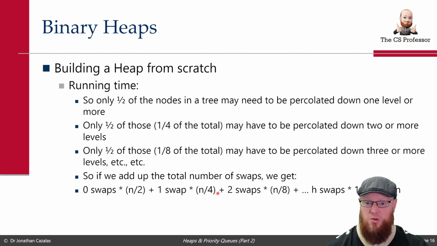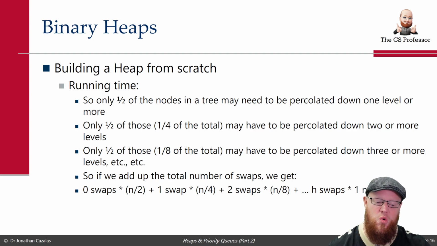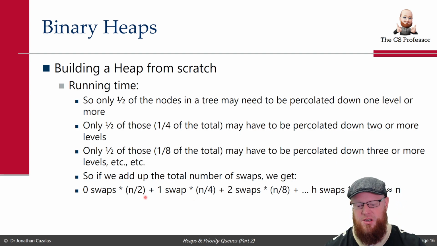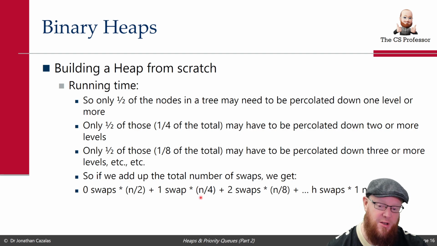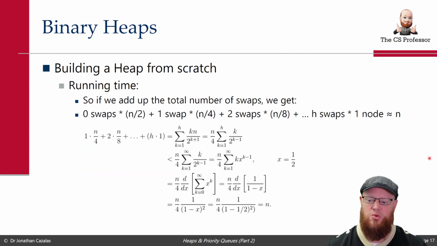Then a quarter of the nodes in the tree, at worst, each one has 1 swap. Then the next level above that, which is 1/8 of the nodes of the tree, at worst, those nodes have 2 swaps to get to the lowest level at their correct position, and so on. So if we add all of that up, what is n over 2 times 0? Well, that's 0. Or what is 1 times n over 4, plus 2 times n over 8, plus 3 times n over 16, plus 4 times n over 32. We're going to get this summation. What does it add up to? It adds up to n.